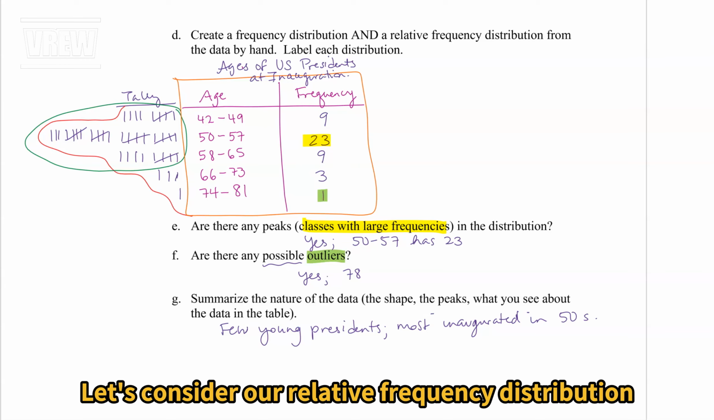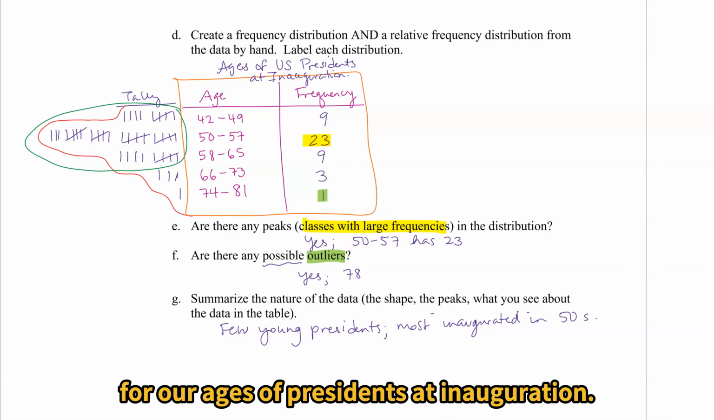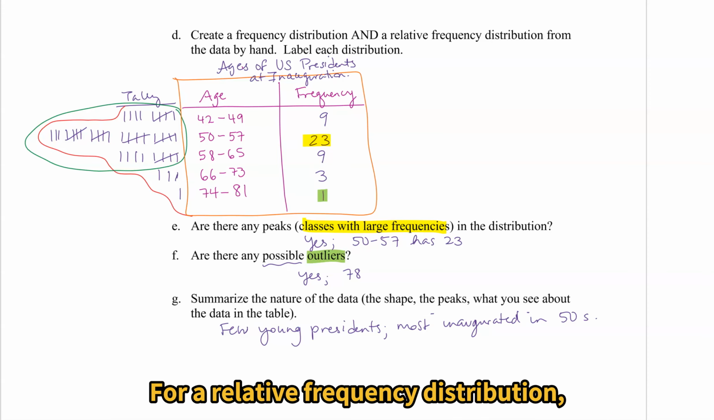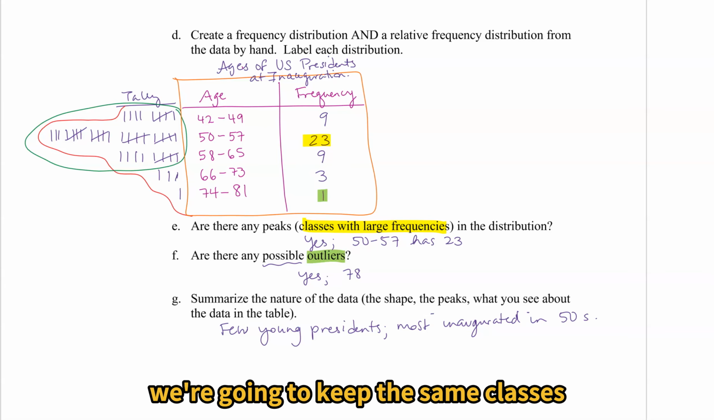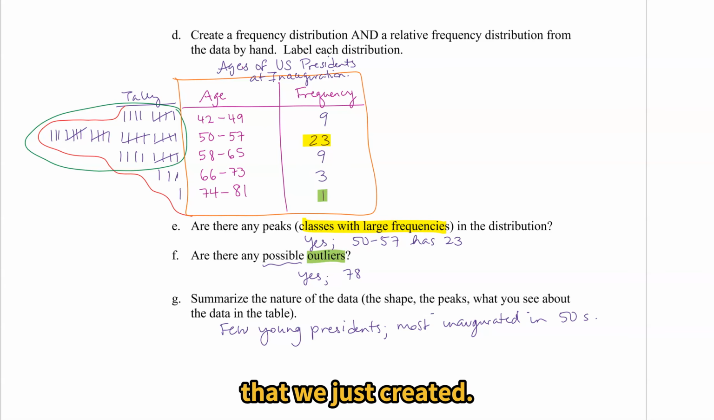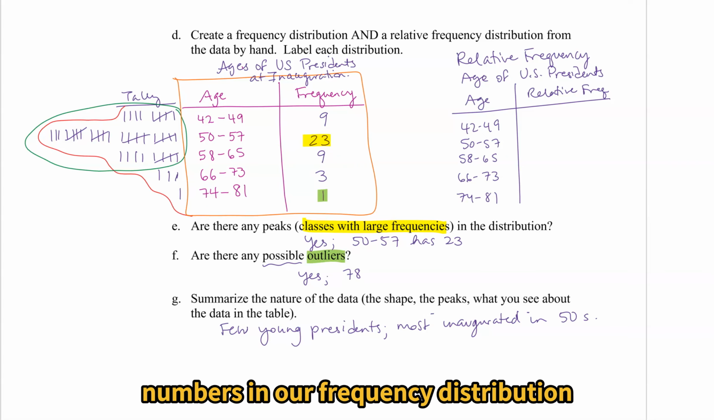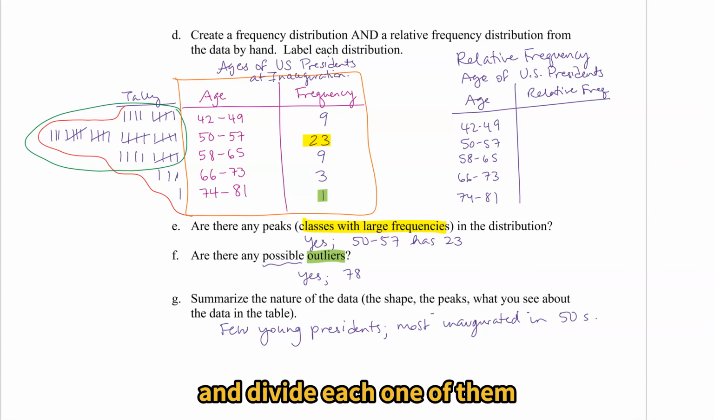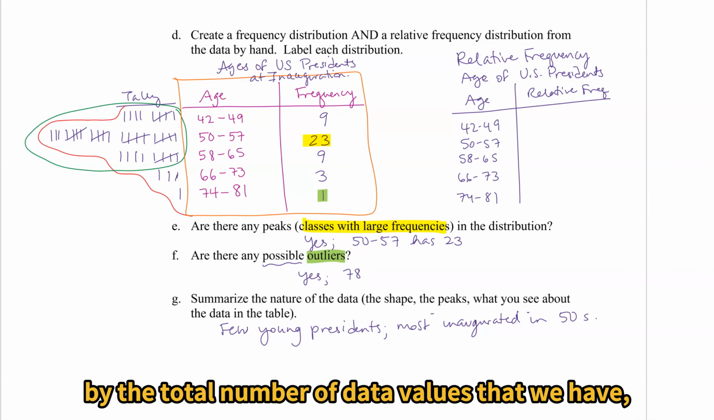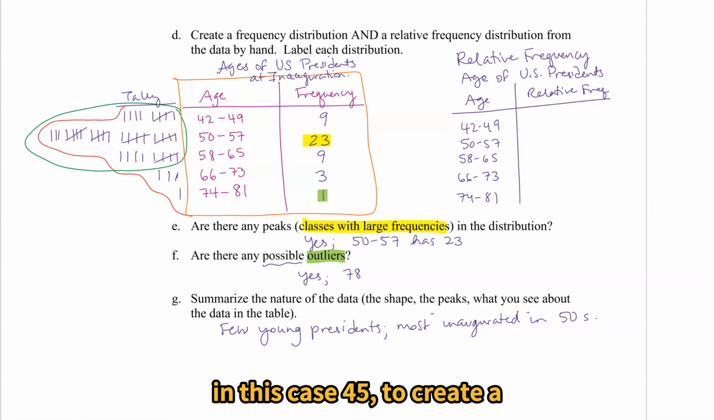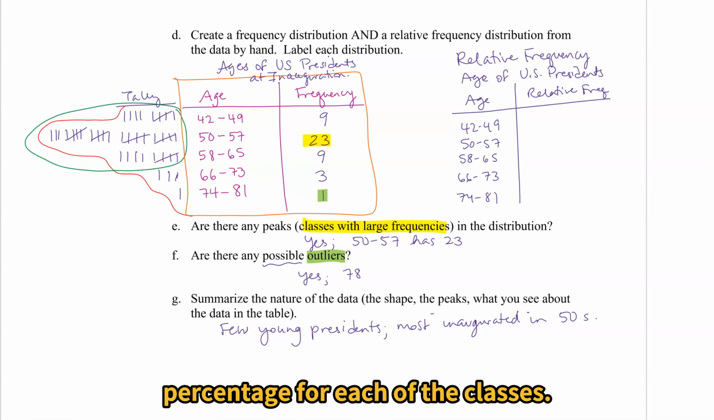Let's consider our relative frequency distribution for our ages of presidents at inauguration. For a relative frequency distribution, we're going to keep the same classes that we just created. We'll keep our same classes, and this time what we will do is take our frequency numbers in our frequency distribution and divide each one of them by the total number of data values that we have, in this case 45, to create a percentage for each of the classes.